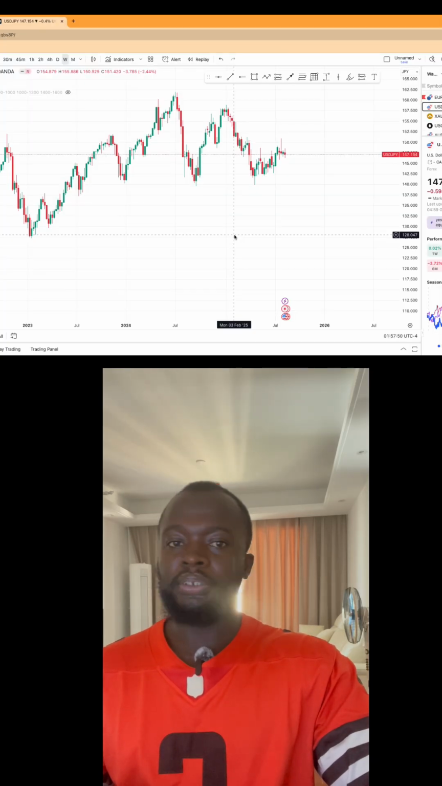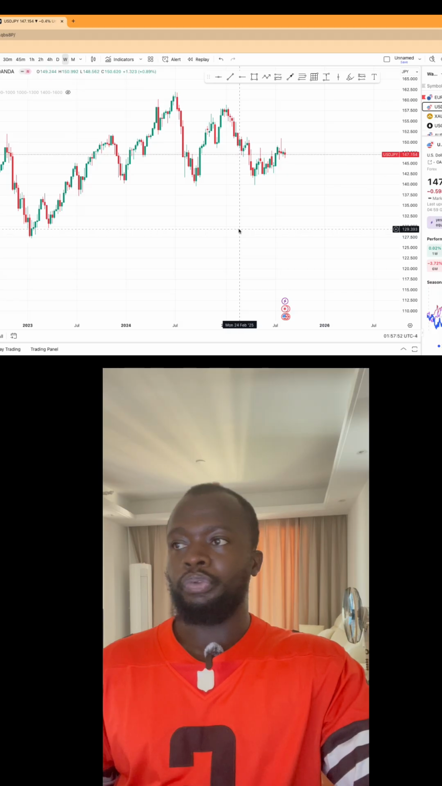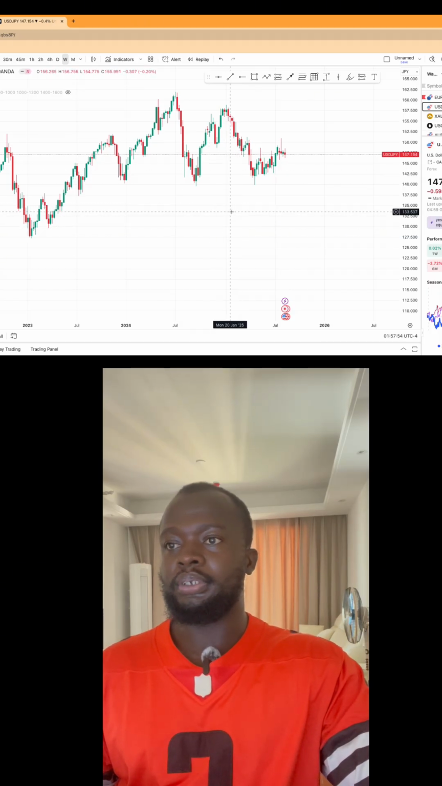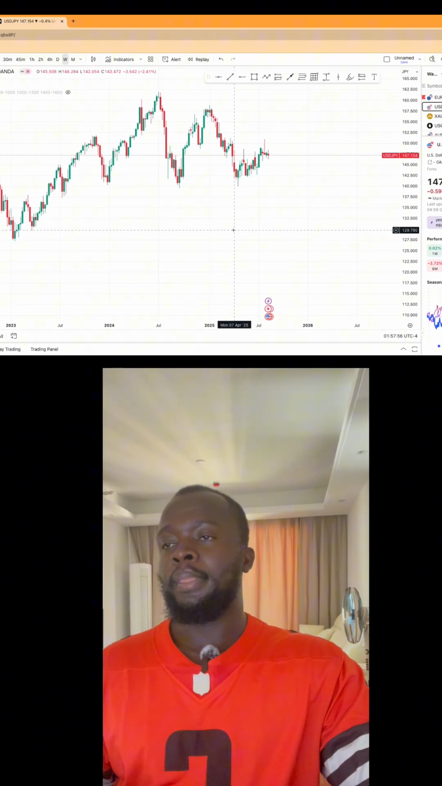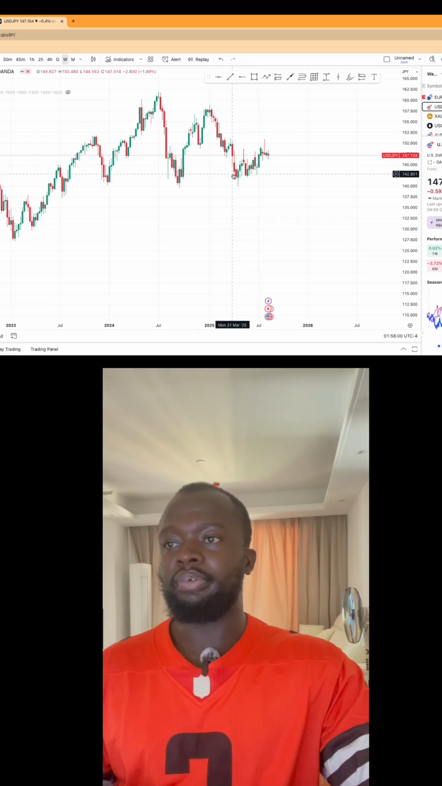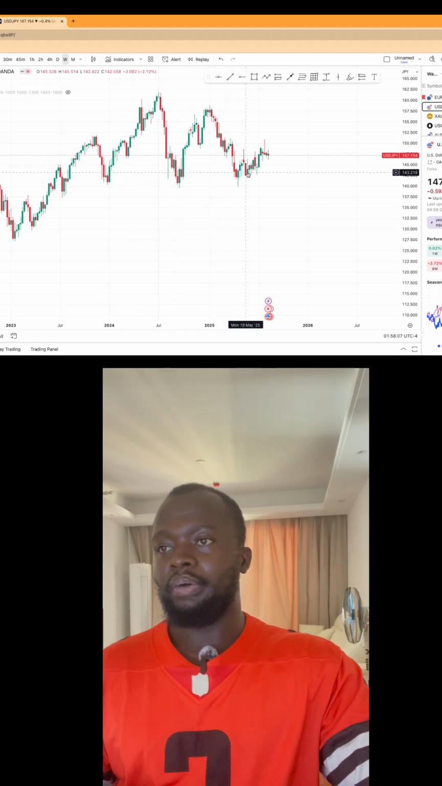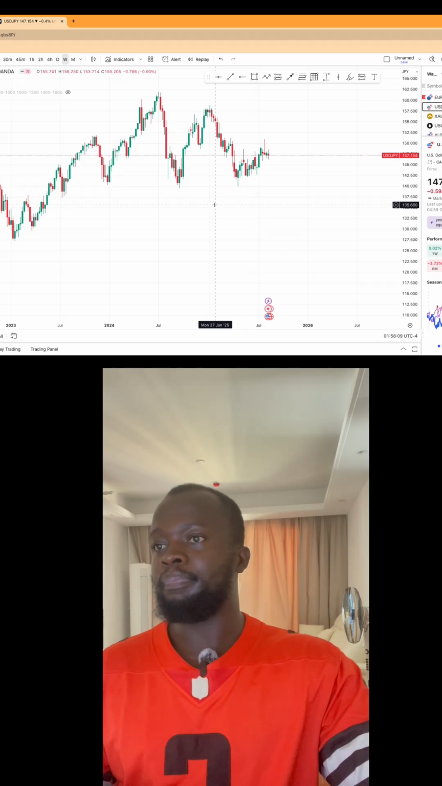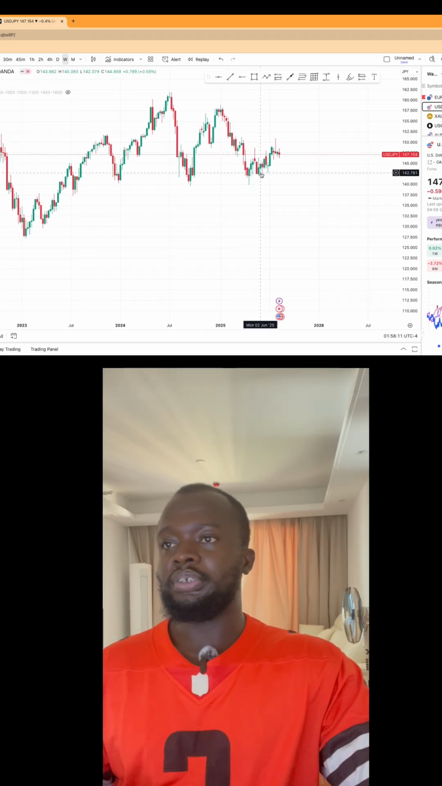Okay guys, welcome to top-down analysis on USDJPY. This is the weekly time frame and we are going to analyze on the weekly time frame and head to the 1 hour time frame where we will be taking our entry. So let's get started.